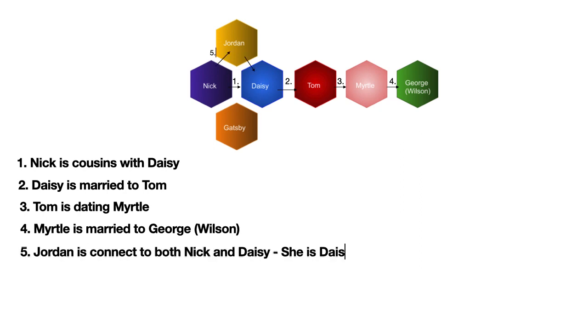Now, there are a couple of ways in which Jordan is related to these characters. She's connected to both Nick and Daisy because she is Daisy's best friend. She was her bridesmaid. She knows a lot about Daisy's life. She spends a lot of time at the Buchanan house. In fact, she kind of lives there, sort of. She's staying there for a while. And she's also dating Nick. She and Nick start dating fairly early on in the story.